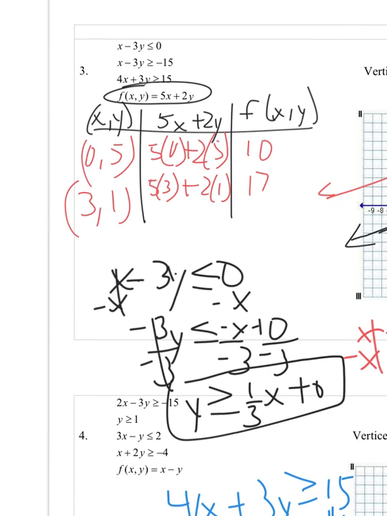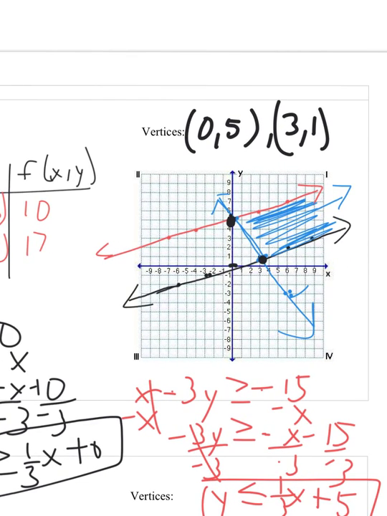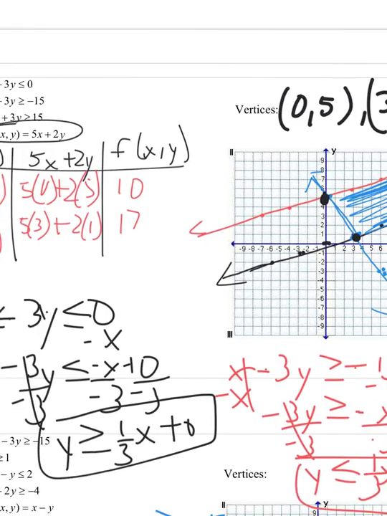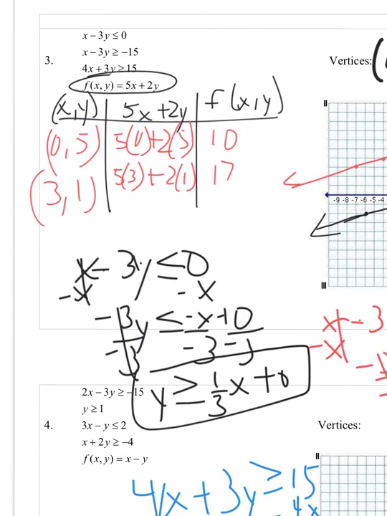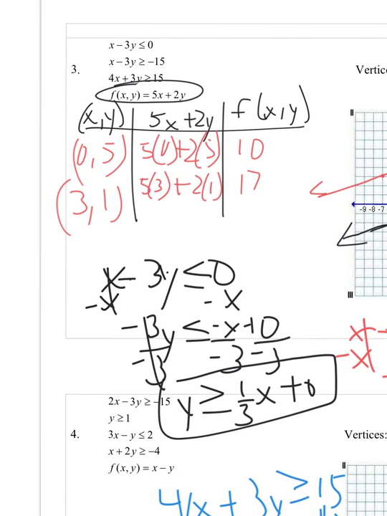Now, in an unbounded region, and this is unbounded going out this way right here, it keeps going infinitely out that way. So what you have to do is pick a test point in the region. So I am going to pick a test point in that region, and I am going to pick this particular point right here, which is 6, 4. So I'm going to go back to my table, and I am going to say this is my test point, 6, 4.